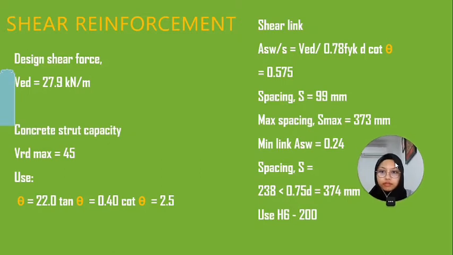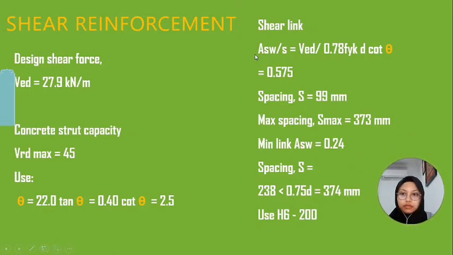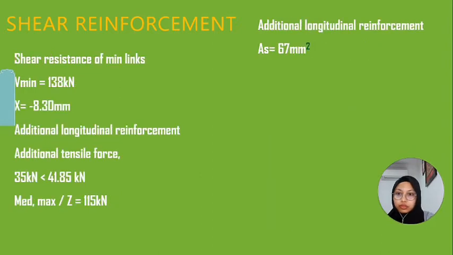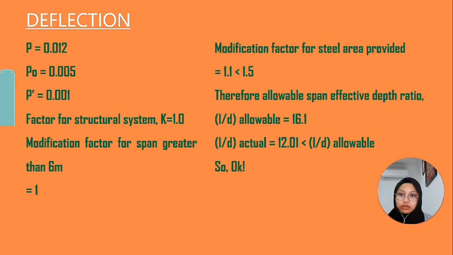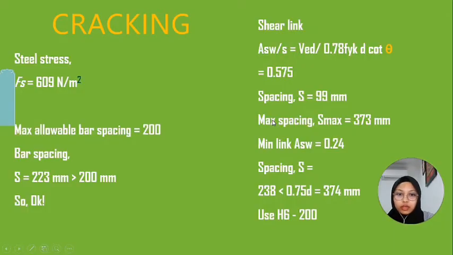And as for the shear reinforcement, the VEd is 27.9, and shear length 0.575, spacing S, so we use H6 at 200, and for deflection, rho equal to 0.012. When we calculate everything, the L/d actual is smaller than L/d allowable. As for cracking, max allowable bar spacing is 200, then S equal to 2 to 3 mm, which is smaller than 200, so it is okay.